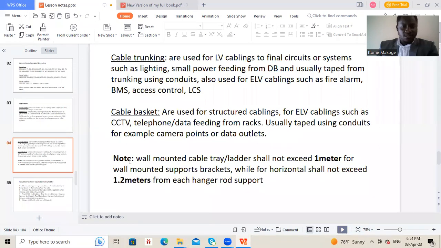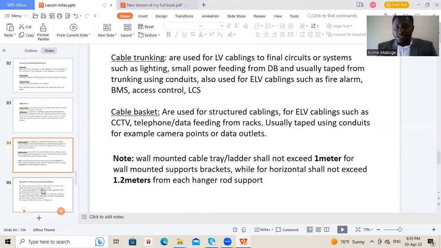So we'll move to the next point, which is noting, which is very important. For wall-mounted cables or ladder, support shall not exceed 1 meter. These are the codes that we should follow when we are carrying out the installation on site or probably carrying out designs in such a way that we have to put support from one point to another. It should not exceed 1 meter. This is very important. So when we are carrying out the installation works, we know exactly what we are doing. So for wall-mounted support brackets, while for horizontal, it shall not exceed 1.2 meters from each hanger on the rods or on the different supports.